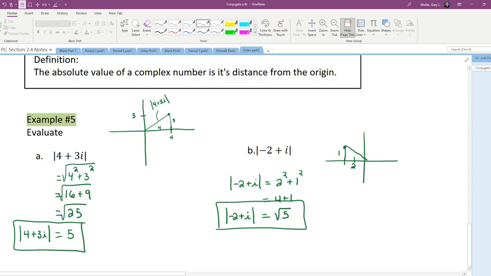Okay, that concludes our discussion on section 2.4 with the complex number plane. And what we're going to see in the next section is that the complex numbers are just kind of going to show up as some of our answers.